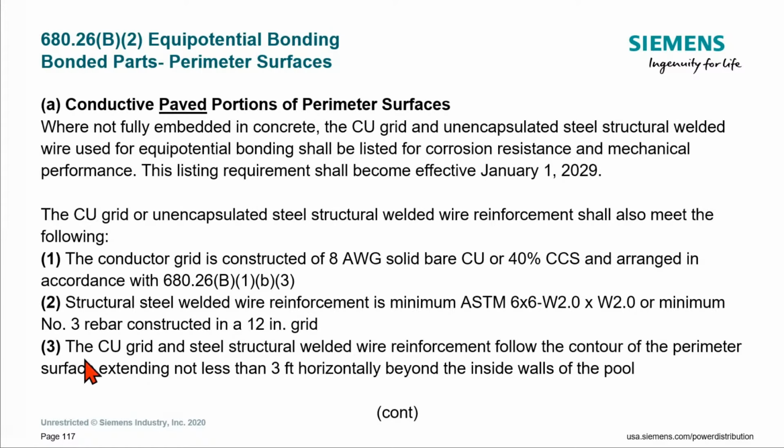All right, so it says the copper grid and steel structural welded wire reinforcement following the contour of the perimeter surface, extending not less than, again, 3 feet horizontal beyond the inside wall of the pool. So making its way all the way around.